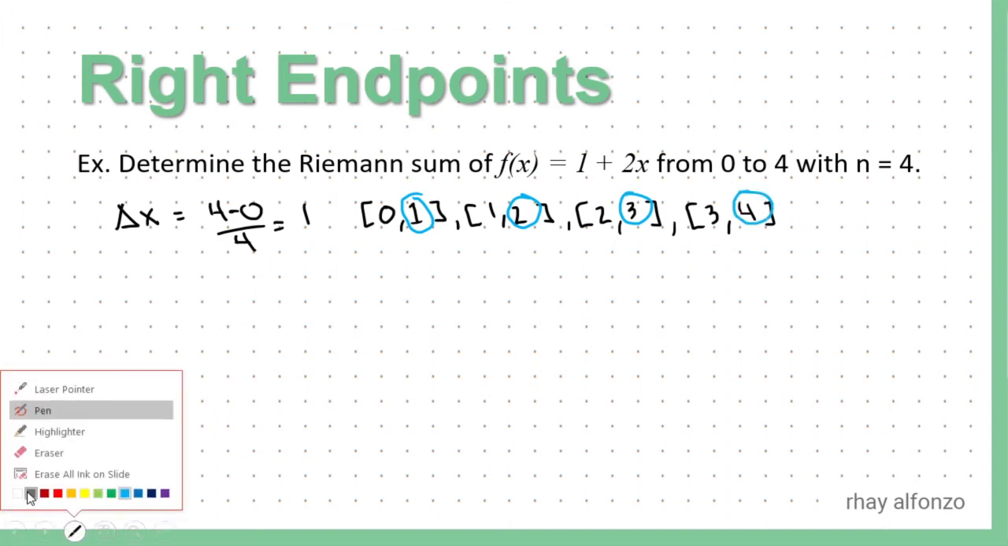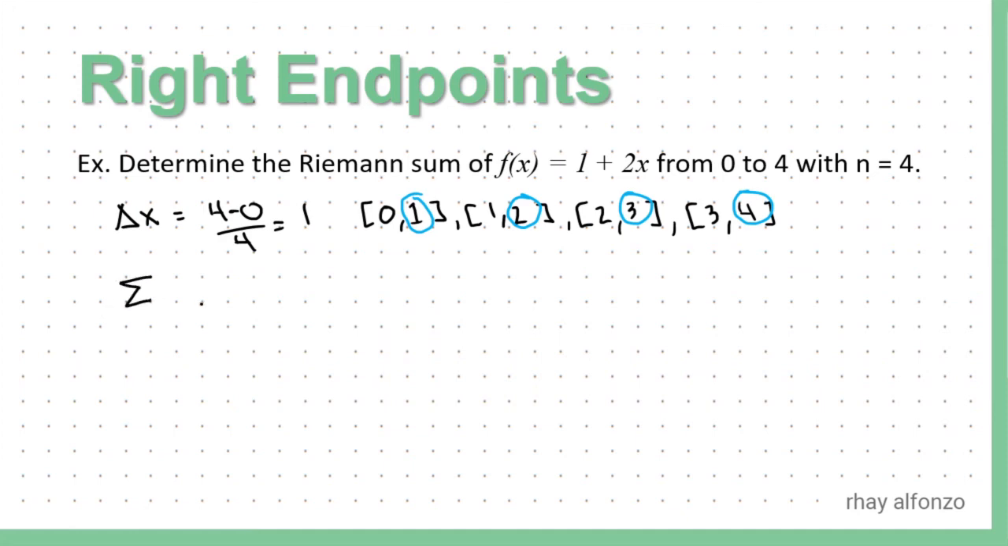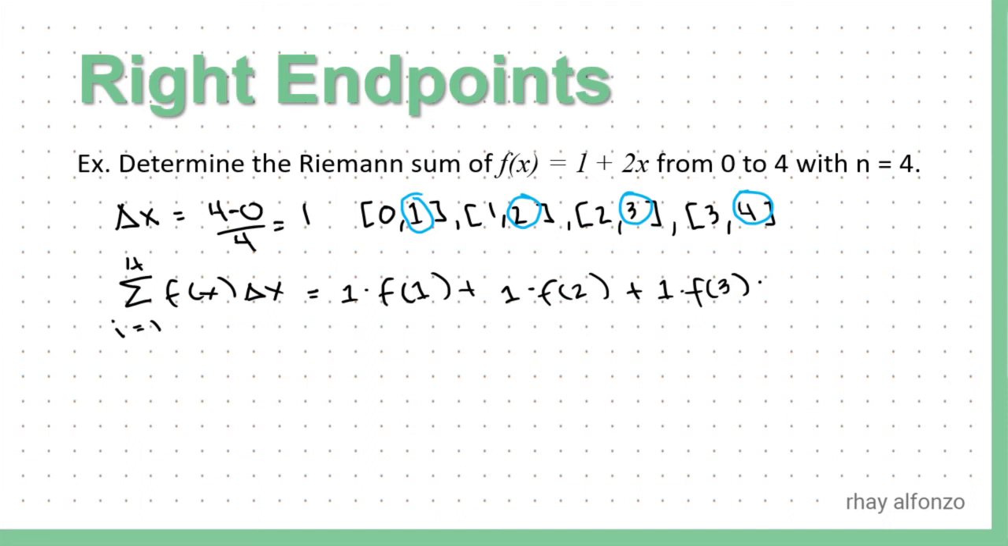So there, let's write the formula or summation notation for Riemann sums. So we have the summation of f of x times delta x from i is equal to 1 to n, or the number of subintervals, which is equal to 4. So this is equal to 1, or our delta x, times f of 1, plus 1 or delta x times f of 2, plus 1 times f of 3, and lastly plus 1 times f of 4.